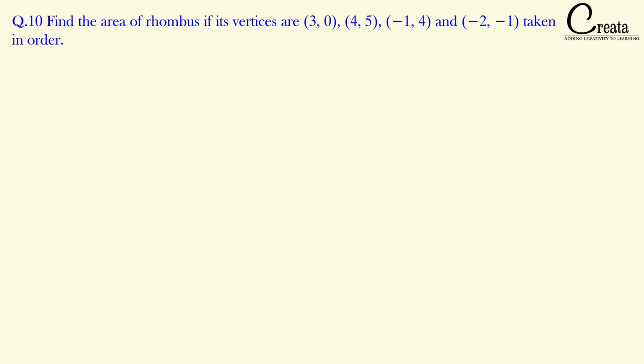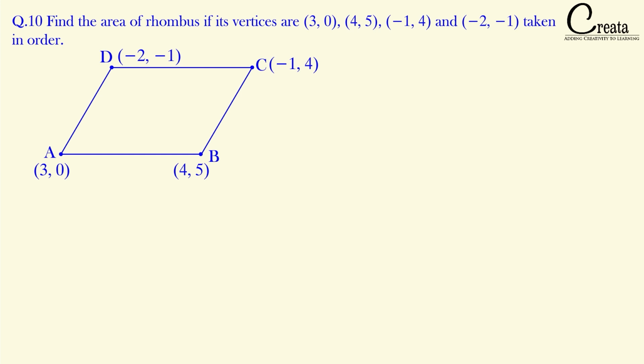Find the area of the rhombus if its vertices are (3, 0), (4, 5), (-1, 4) and (-2, -1) taken in order. So this is the question. Let's observe the question. In this question, a rhombus is given and the 4 coordinates of the vertices are given. So we got a rhombus ABCD. We have to find the area of the rhombus.